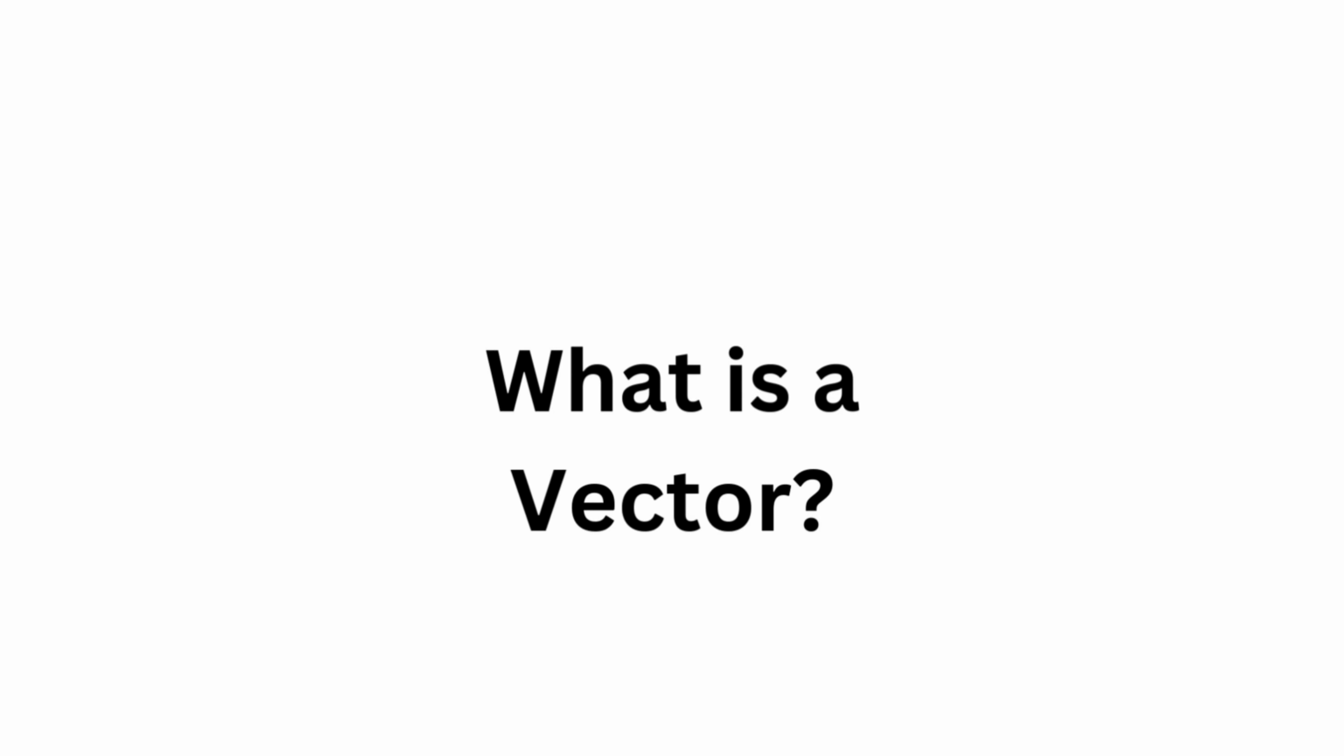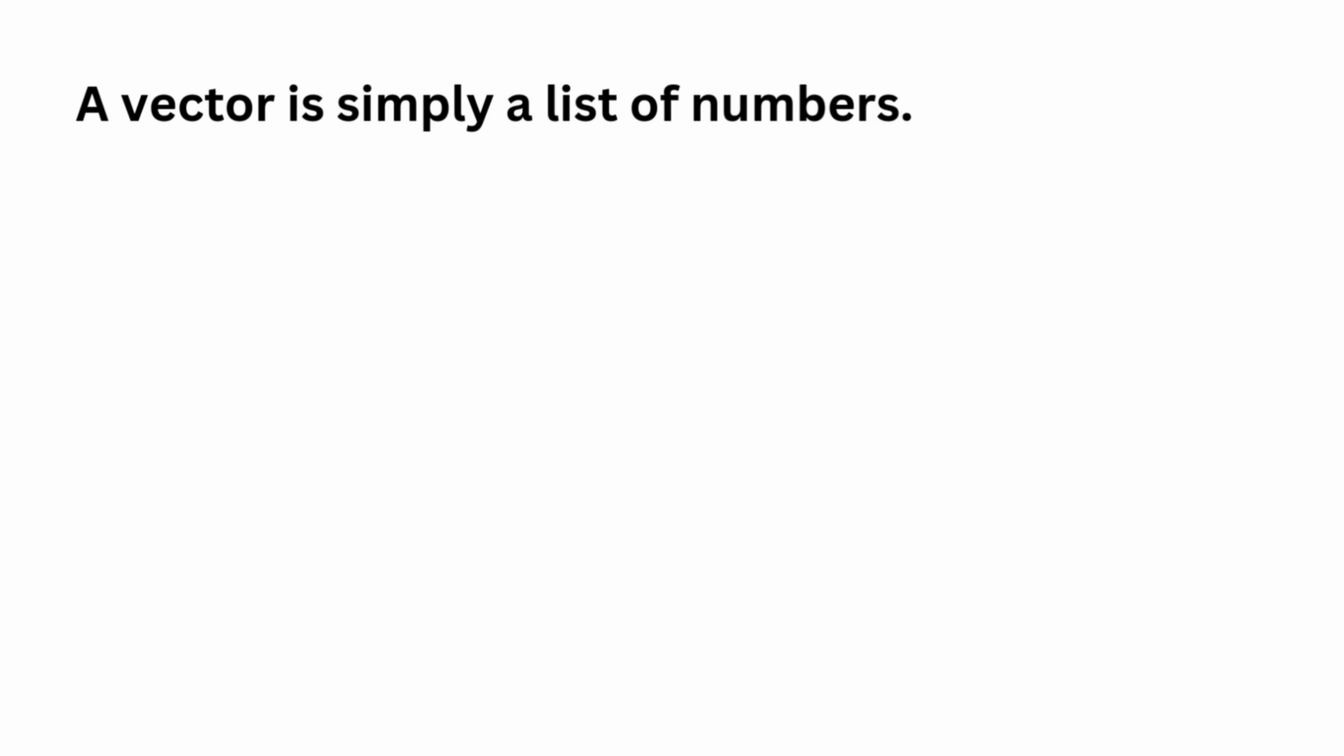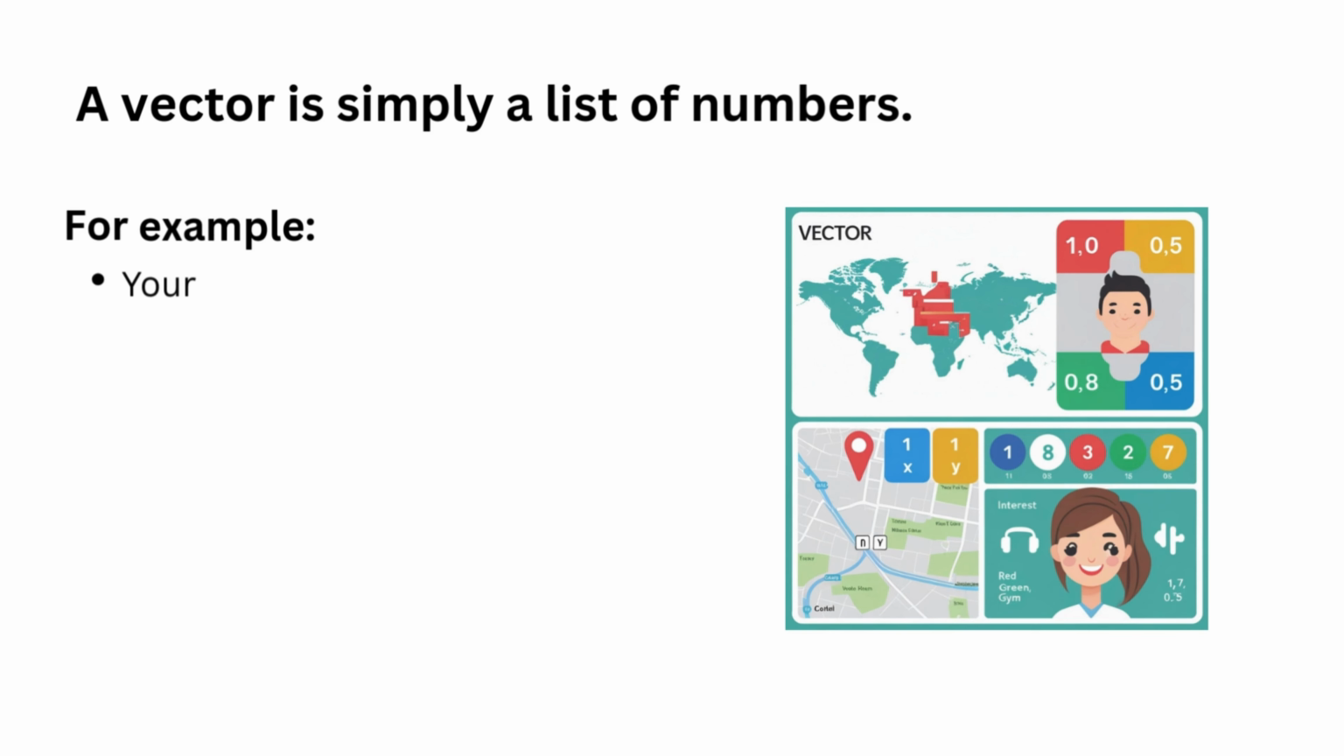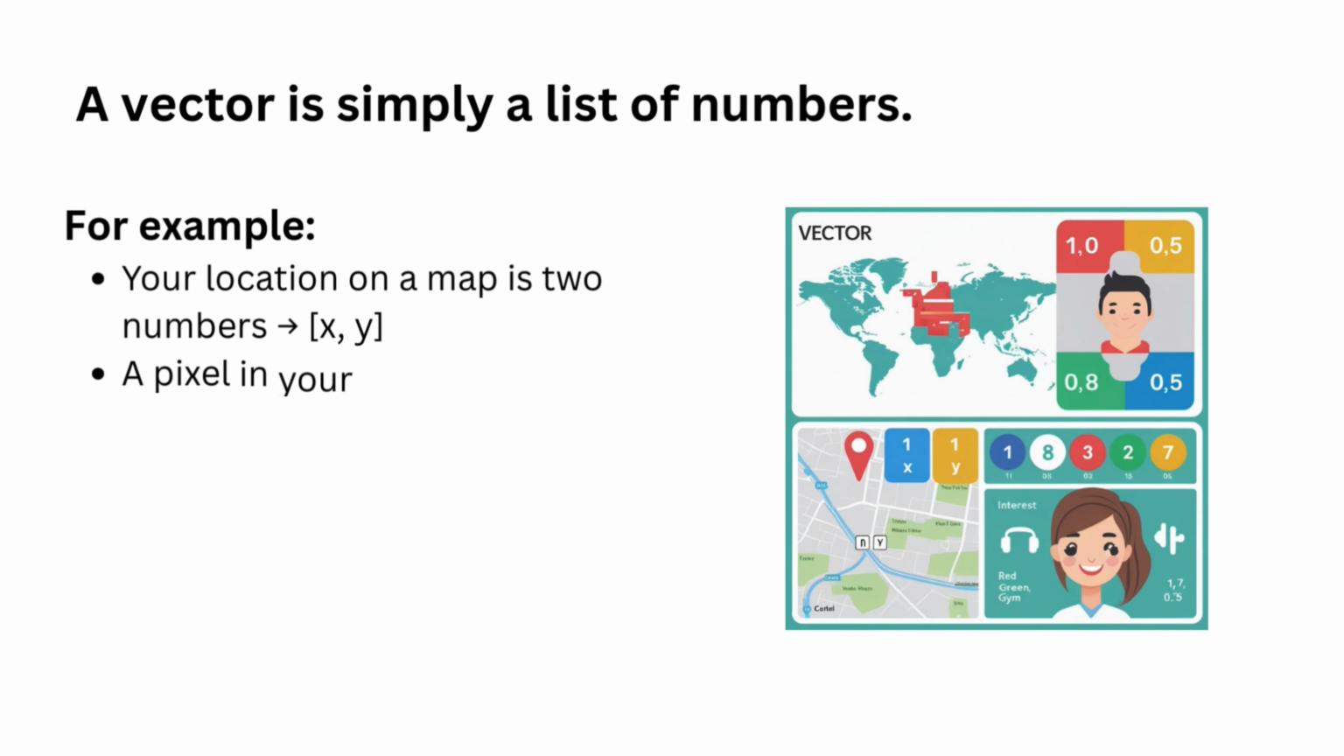Now, let's talk about vectors. Honestly, I used to think vectors were just arrows in school, but that's not the full story. A vector is basically a list of numbers, that's it. And these numbers describe something. Here are some simple examples.